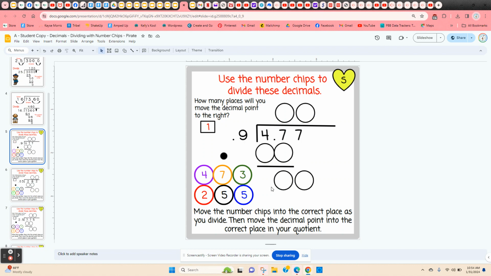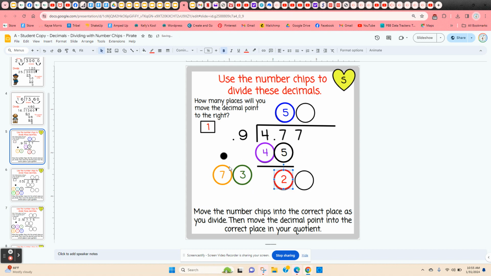9 goes into 47 5 times. So they click and hold on the edge of the 5, move it into place. Then they multiply. 9 times 5, 45. Next step is to subtract. So it's a good review of long division also. Bring down the 7. And then 9 goes into 27 3 times.